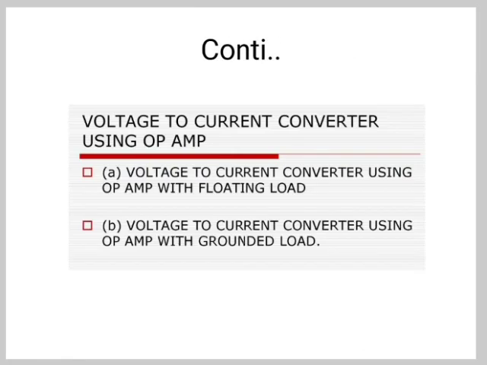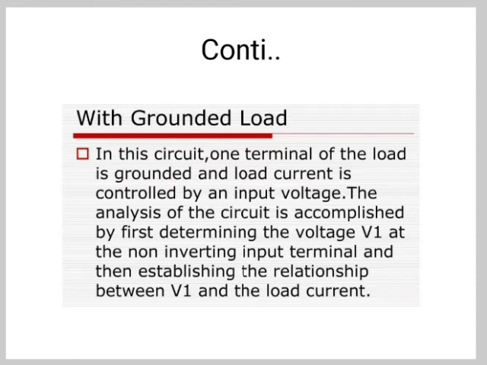So voltage to current converter using op-amp. Basically there are again two types, voltage to current converter using op-amp with floating load, and V to I converter using op-amp with grounded load. So first is with grounded load. So here one terminal of the load is grounded and the load current is controlled by the input voltage.